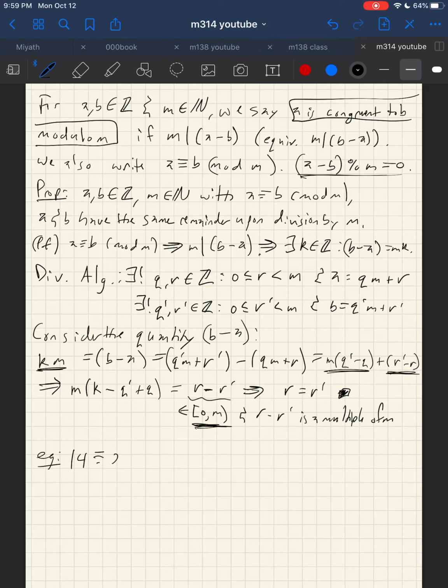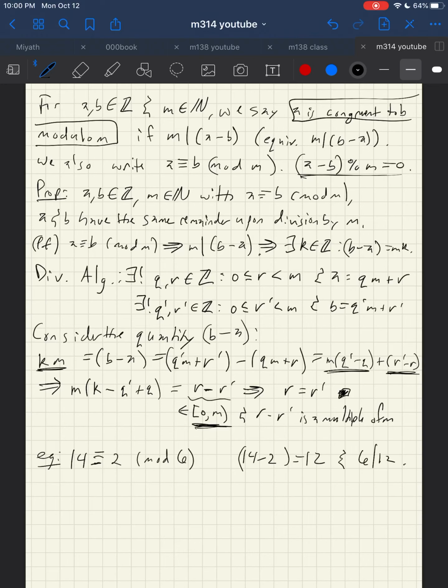Notice that 14 is congruent to 2 modulo 6. And why is that? Well, if I divide 14 by 6, I'm going to get a remainder of 2. And if I divide 2 by 6, of course, I'll also get a remainder of 2. You can also see that 14 minus 2 equals 12. And we know that 6 divides 12.